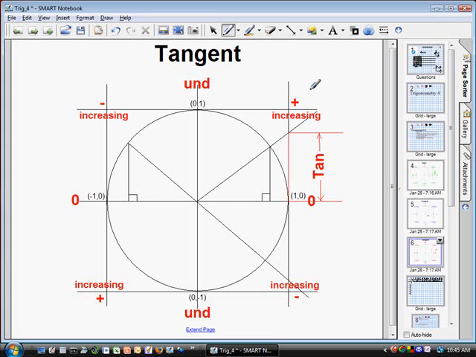So tangent is kind of unique. This is the first time we've run up against this undefined thing. Remember, tangent is what? The leg opposite divided by the leg adjacent. And what happens when this thing gets up to 90 degrees, the leg opposite is 1, the leg adjacent is 0. And 1 divided by 0 is, I can't calculate it, undefined.